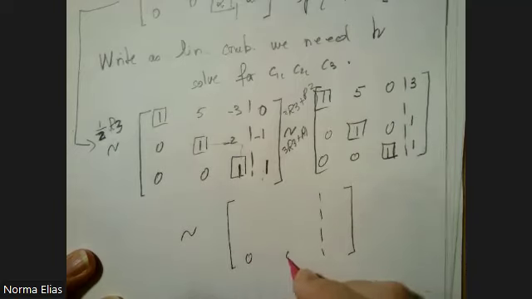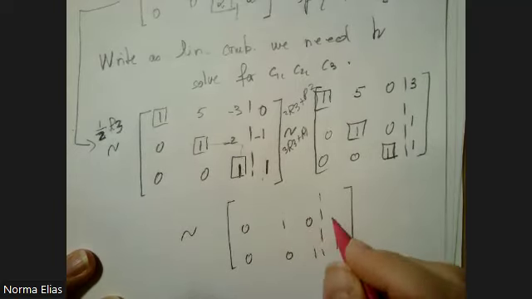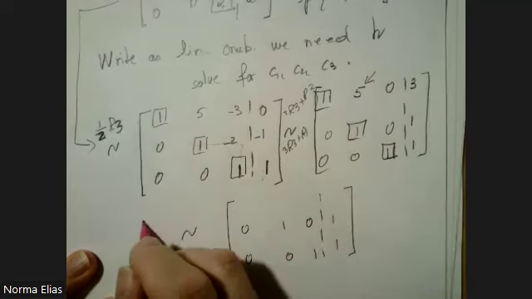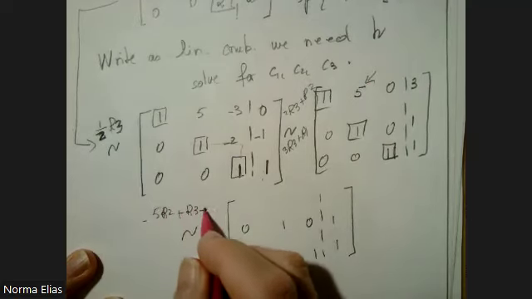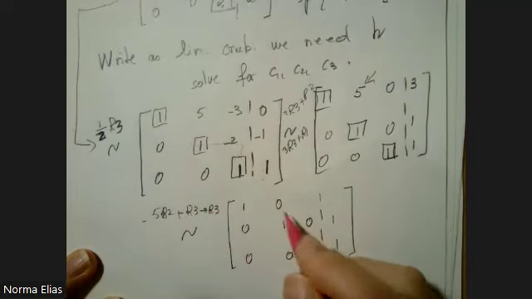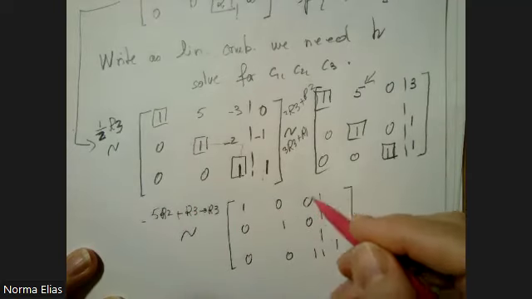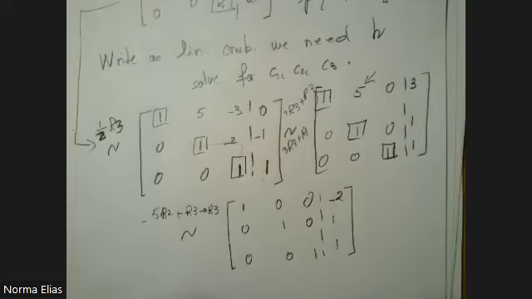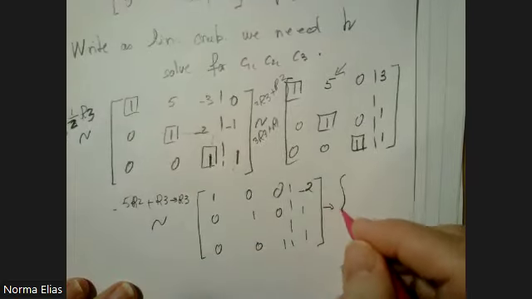So 0, 0, 1, 1, 0, 1, 0, 1. So now I need to make this one into a 0. So minus 5 R2 plus R3 into R3. And this would give me 1. Minus 5 plus 5 is 0. And 0. Minus 5 plus 3, which is a minus 2. So now we are ready to solve.